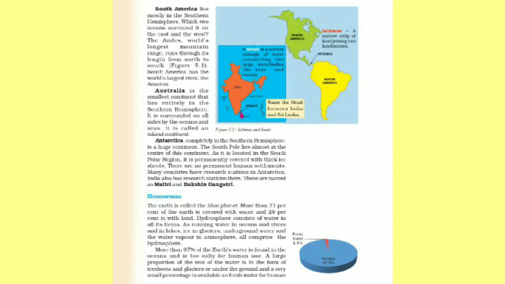Now, why do these countries have research stations here? Because they are constantly exploring Antarctica. They are constantly exploring the tundra region. So they are in constant research of how these places can yield more benefits in future, and what the climatic changes are that are harming the environment of these regions, and what help can be done. So that is why they have set up these research stations, and India has Maitri and Dakshin Gangotri here.